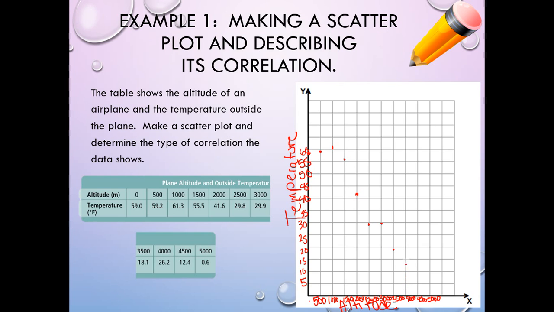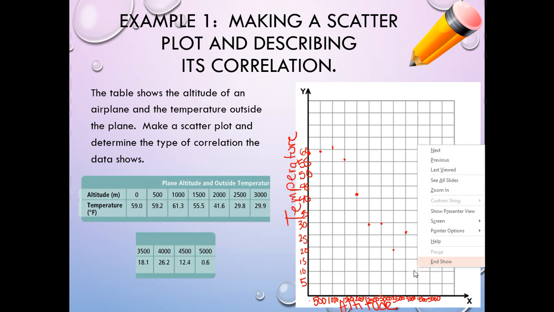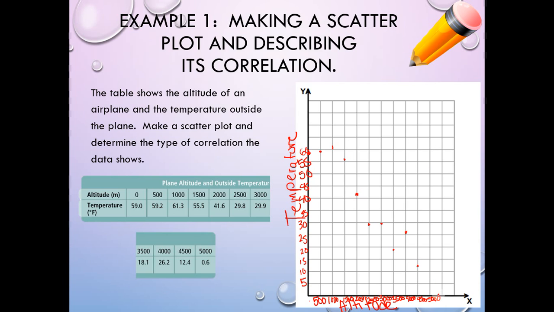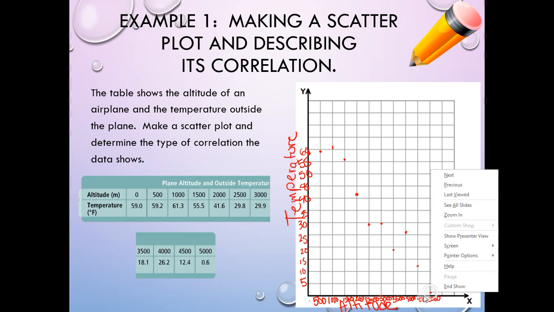4,000 is 26.2. So that's just above 25 right there. 4,500 is 12.4. About right there. And 5,000 is 0.6, which is really, really close.